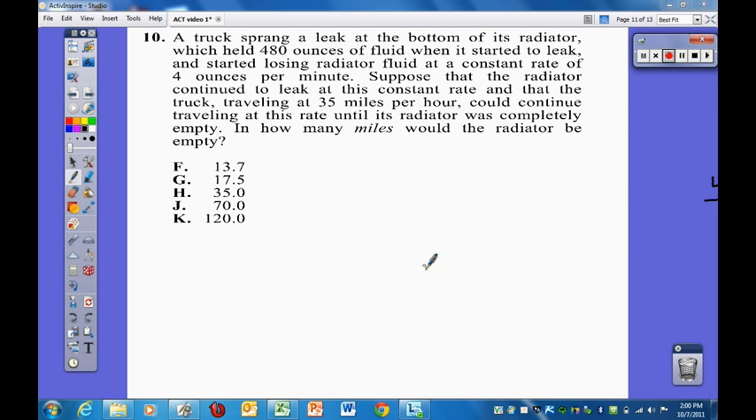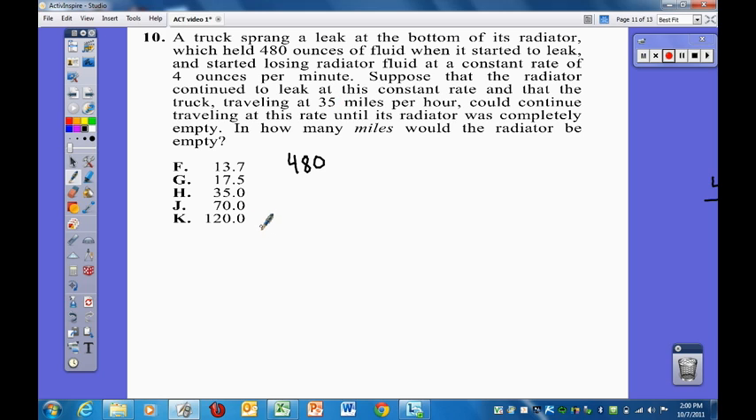Okay, problem number 10 here. You have a truck that's got a leak in its radiator. And right now there are 480 ounces in the radiator. Now, we're not just asked to figure out how long it takes for this radiator to leak all the way out and be empty. We're also asked how many miles did we travel if we were going 35 miles per hour. So it becomes a two-step problem.